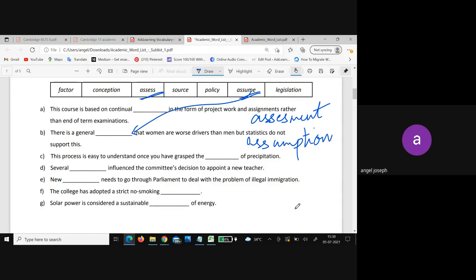Please take your 5 minutes. I'm right here. If you have any doubts and all, please ask me. I'm sitting right in front. But take your 5 minutes.